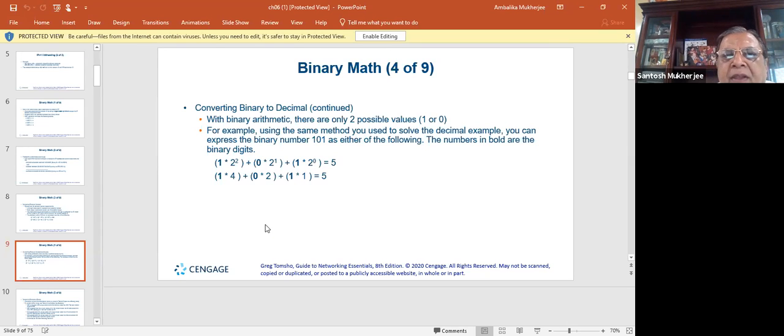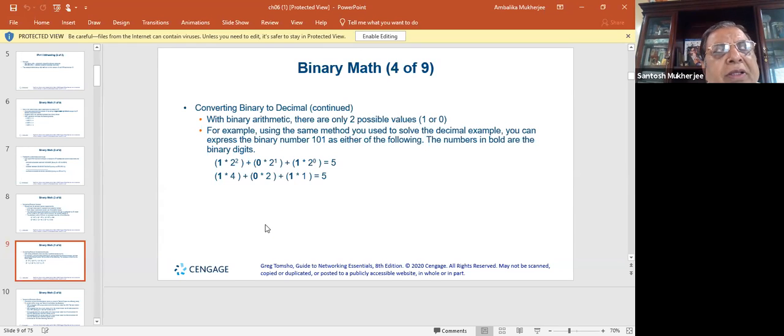Very interesting. Now we are trying to convert the binary number 101 into a decimal number. How are we doing that? So 1 into 2 to the power 2 is equal to 4. We have to use 1 and 0, I said. So 0 into 2 to the power 1 is equal to 0. Anything multiplied by 0 is equal to 0.